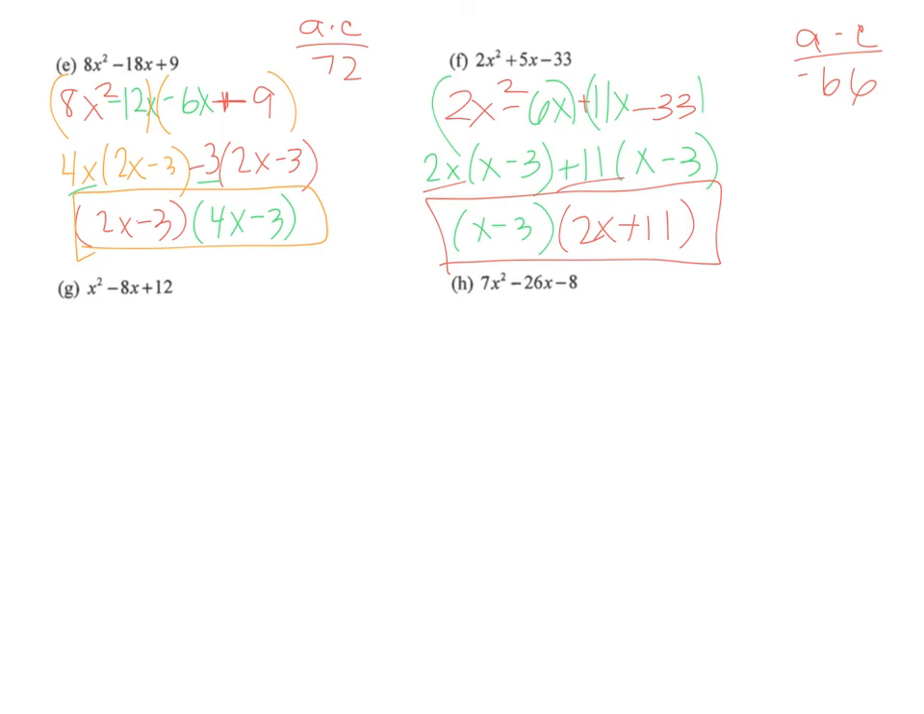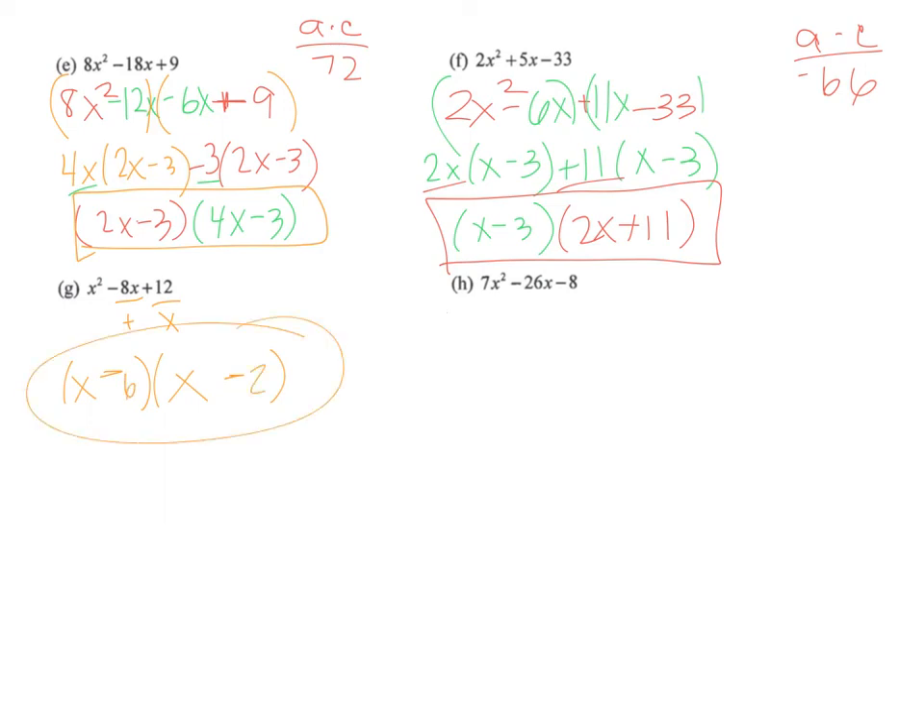Letter G doesn't have a number in front of x squared, so we're just going to do our puzzle. Multiplies equal 12, adds equal 8. Well, a negative and a negative. And that's negative 6 and negative 2.